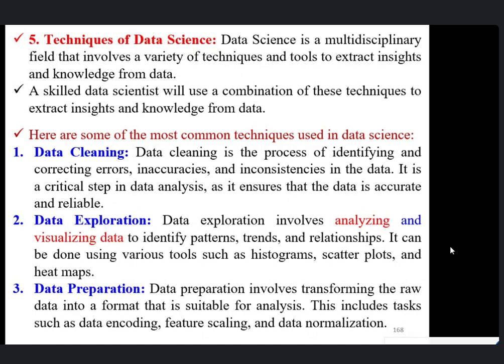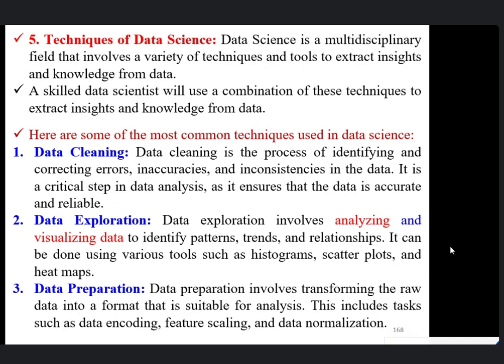So the first one is data cleaning. Data cleaning is the process of identifying and correcting errors, like eliminating noisy data, inconsistent data, dirty data, and inaccuracies in the given data. It is a critical step in data analysis as it ensures that the data is accurate and reliable. In order to process data cleaning, we are applying various techniques like binning, box plot, and filters. These are the techniques we are using under data cleaning.